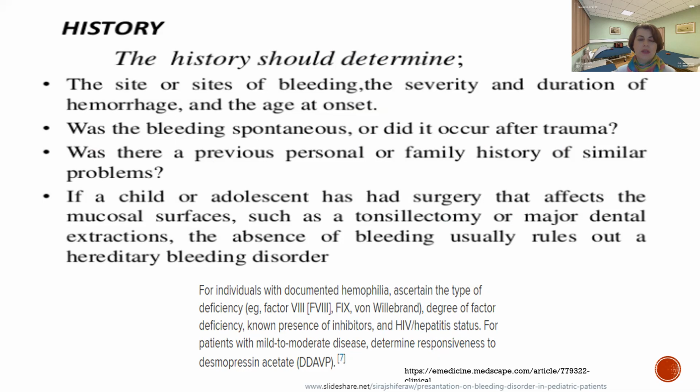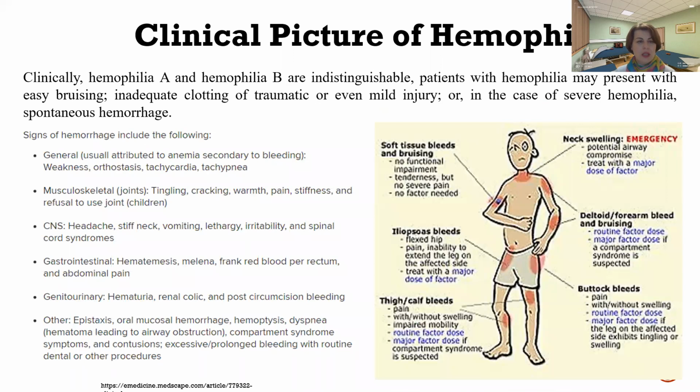For patients with mild to moderate disease, you should determine responsiveness to desmopressin acetate as a treatment of the possible complication and bleeding. Hemophilia A and B are usually clinically indistinguishable, and patients with hemophilia present with early bruising, inadequate clotting after trauma or even mild injury, or, in the case of severe hemophilia, spontaneous hemorrhages.